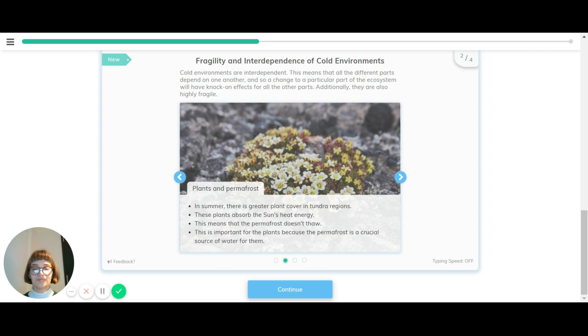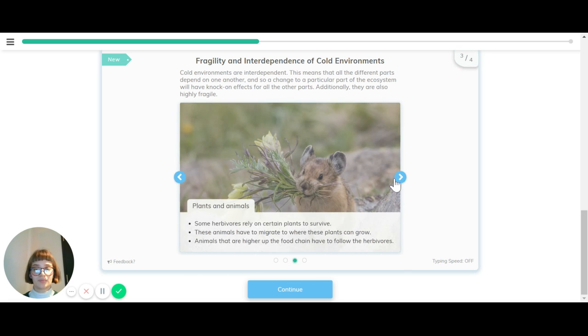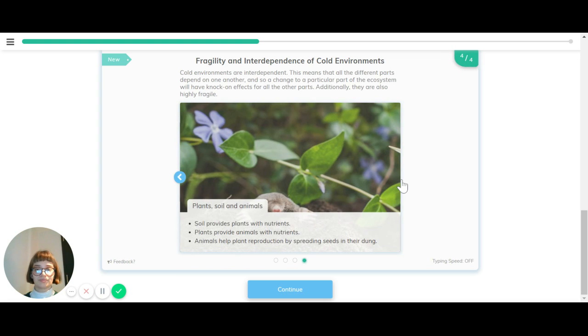Plants and permafrost. In summer, there is greater plant cover in tundra regions. These plants absorb the sun's heat energy. This means that the permafrost doesn't thaw. This is important for plants because the permafrost is a crucial source of water for them. Plants and animals. Some herbivores rely on certain plants to survive. These animals have to migrate to where these plants can grow. Animals that are higher up the food chain have to follow the herbivores.